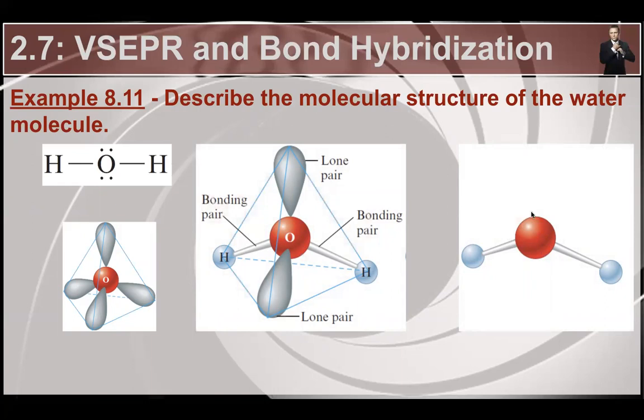So anytime you have lone pairs, it's going to give you some derivative of the one that has 0 lone pairs, all right? But you take out 1 bonding pair for each lone pair that you have. So we're taking out 2 bonding pairs for 2 lone pairs. So it's going to give us a structure that looks like this. Okay, and that's called bent.